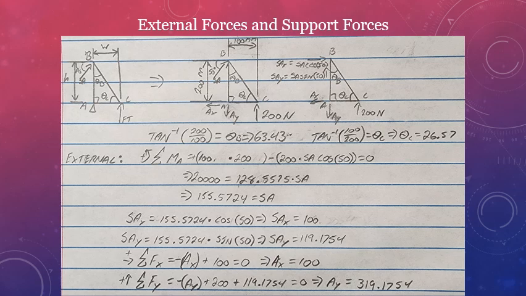When we do the sum of the forces in the x direction, right is positive, which means AX is going to be negative, and we add that to 100. When we solve for AX, it's going to be positive 100. We're also going to do the sum of the forces in the y direction, assuming up is positive. AY is going to turn out to be negative. We add that to 200 and 119.1754, and when we solve for AY, it comes out to be 319.1754.